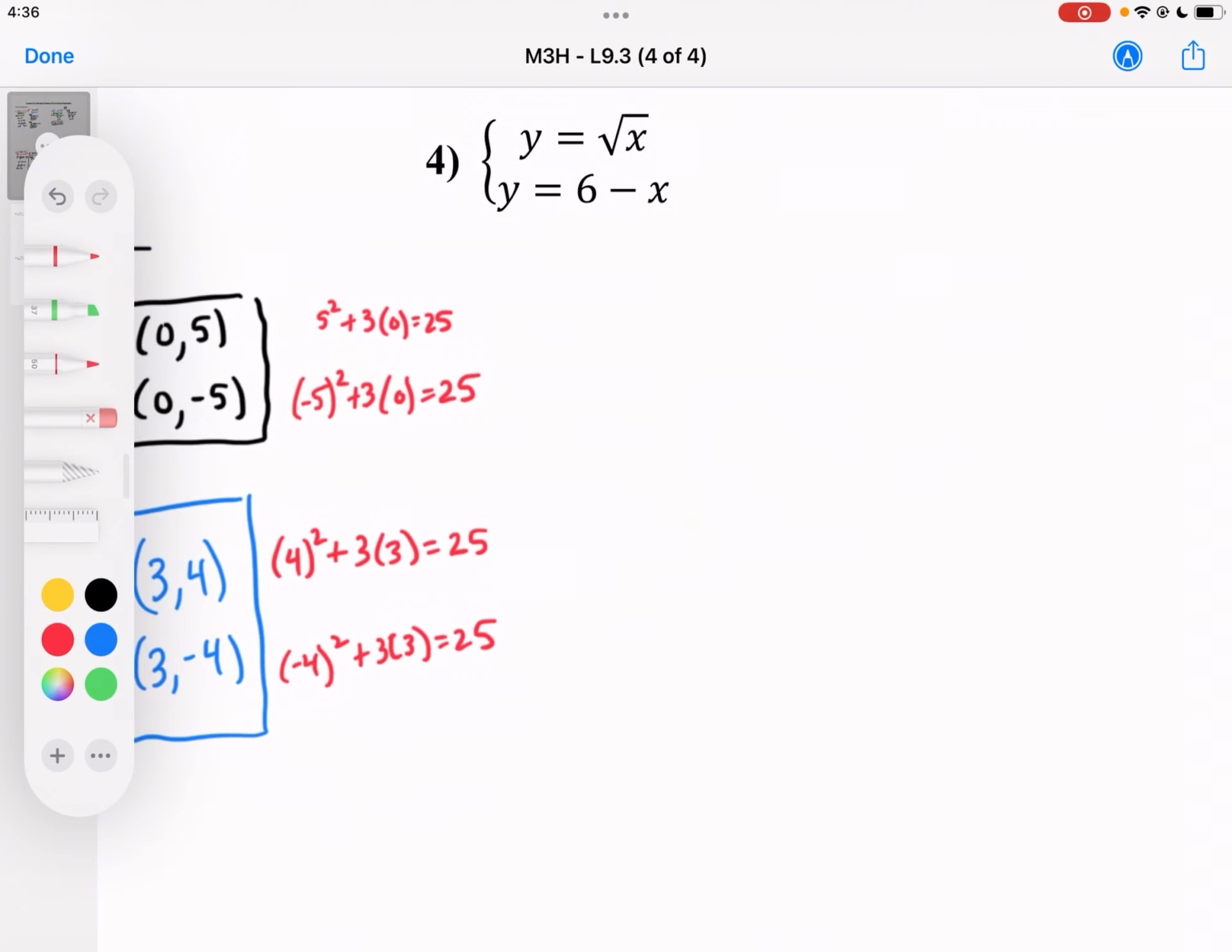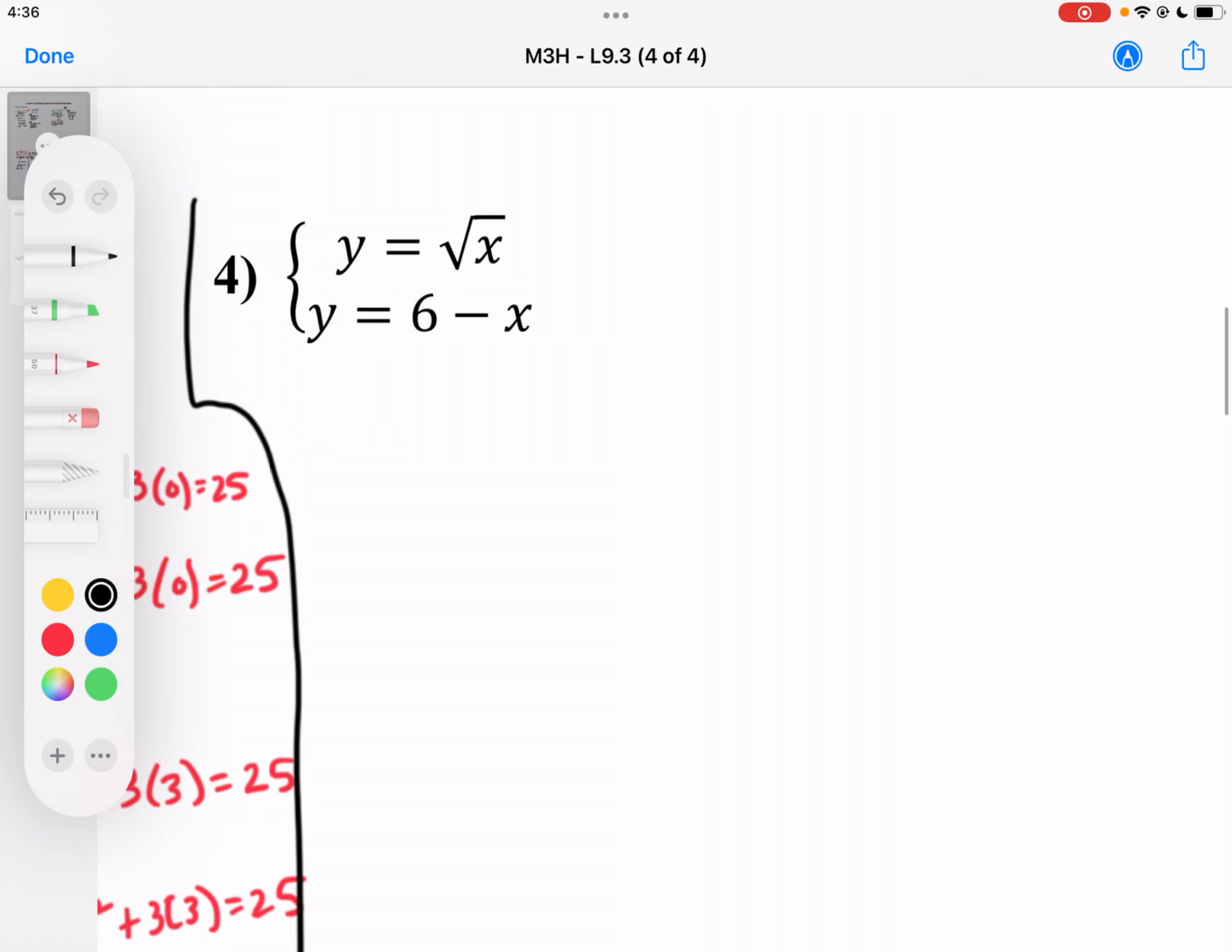So, all right, let's jump to another problem, because why not? All right, so this one, you can do substitution, elimination method, whatever method you want. I'm just going to do substitution because they're both equal to y. So I can just set the square root of x equal to 6 minus x. Now, fair warning, square root tells me there's a chance we're going to end up with an extraneous solution. So let's go ahead and solve.